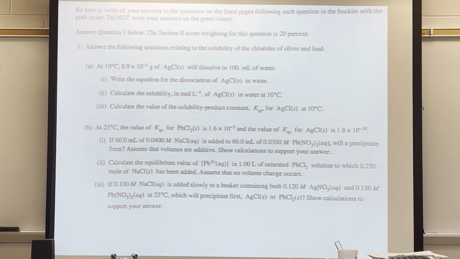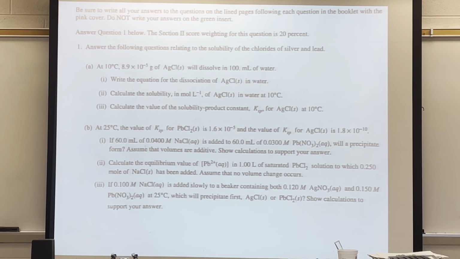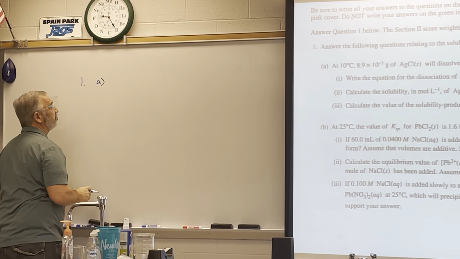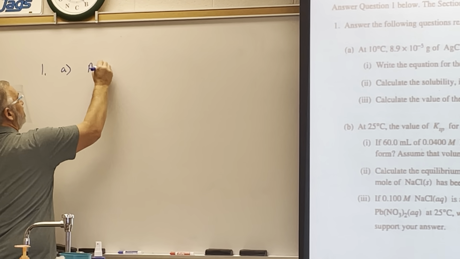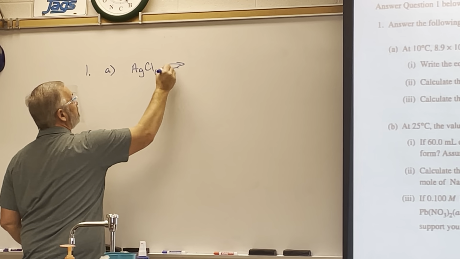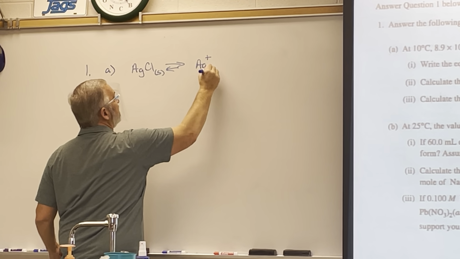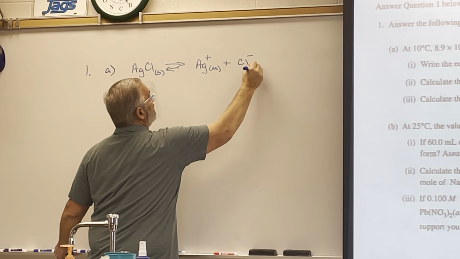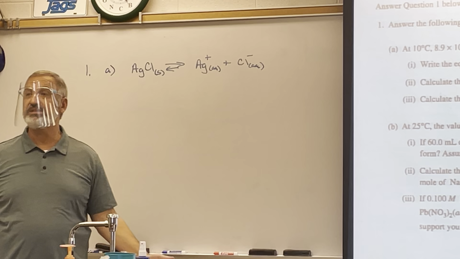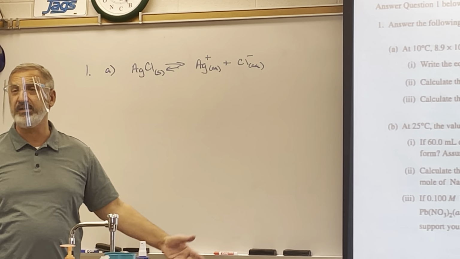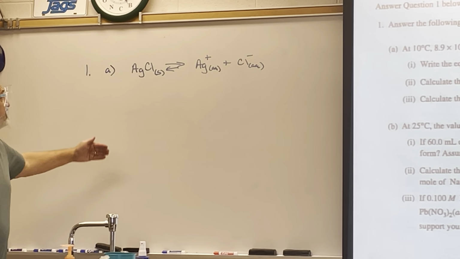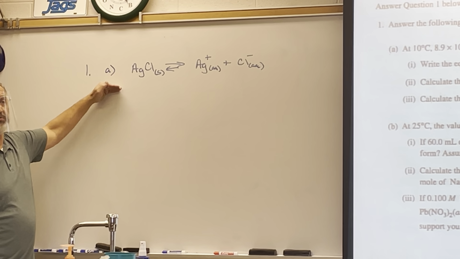Okay. It says at 10 degrees, 8.9 times 10 to the minus 5 grams of silver chloride will dissolve in 100 milliliters of water. Write the equation for the dissociation of AgCl in water. So what do we write for that one? AgCl solid goes to what? Ag plus plus Cl minus. Y'all, that's an easy 1 point. When it's talking about dissociation in water, it's just how the ionic compound is going to dissociate. What's it going to break up into? This is what we've been writing for the equilibrium expression for this whole unit.